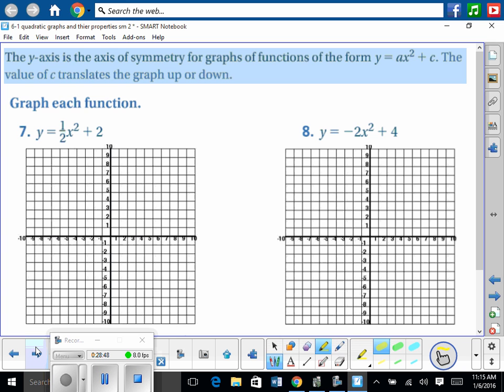Okay. Here are my next 2 examples. It says, graph each function. So first of all, we have y is equal to 1/2x² + 2. So let's go ahead and graph it. It used to be at the vertex, but now it's shifted up 2, right? Okay, now let's think about this. Is this going to be a smiley face or frowny face? Smiley. It's going to be a smiley face, right?